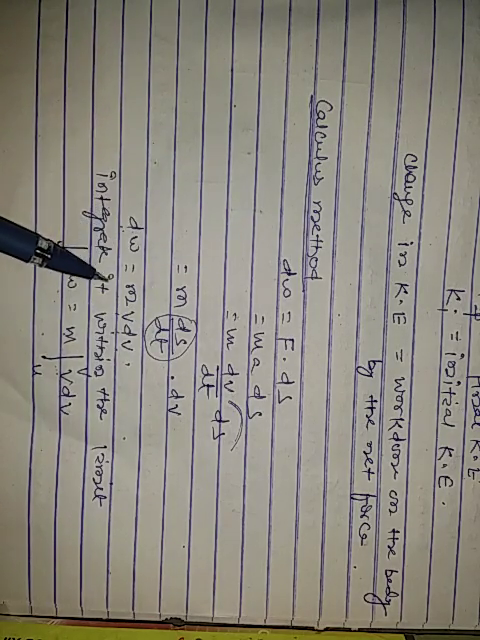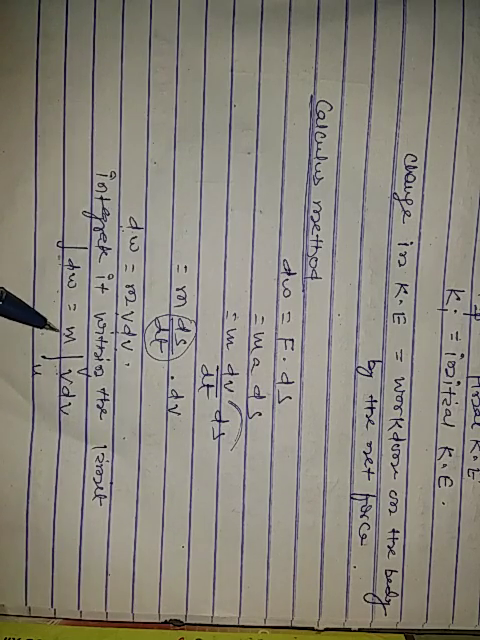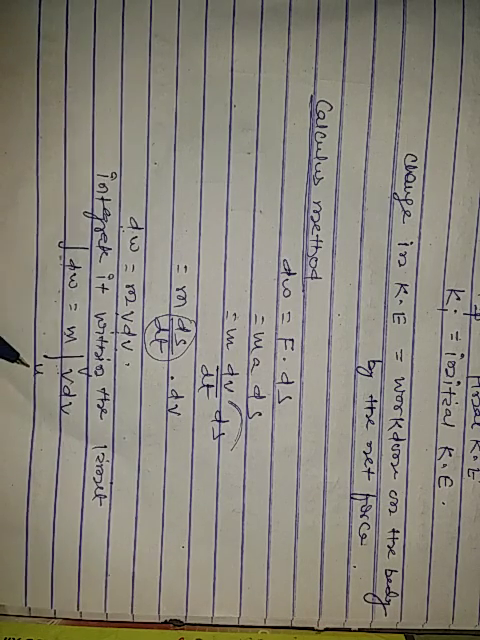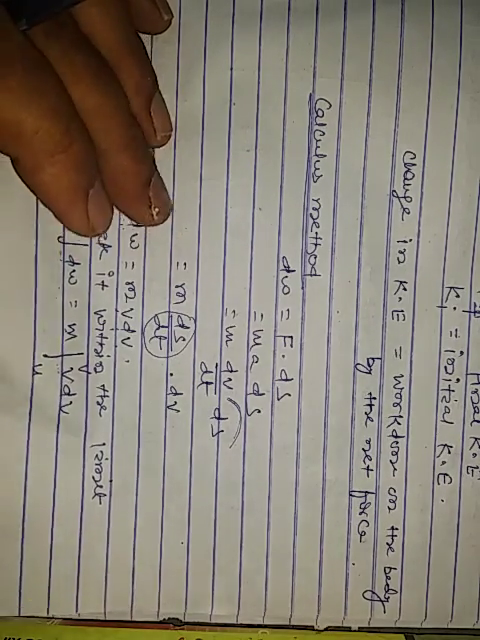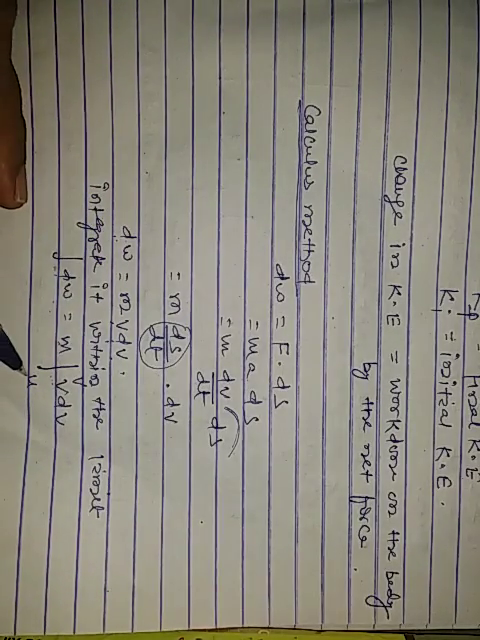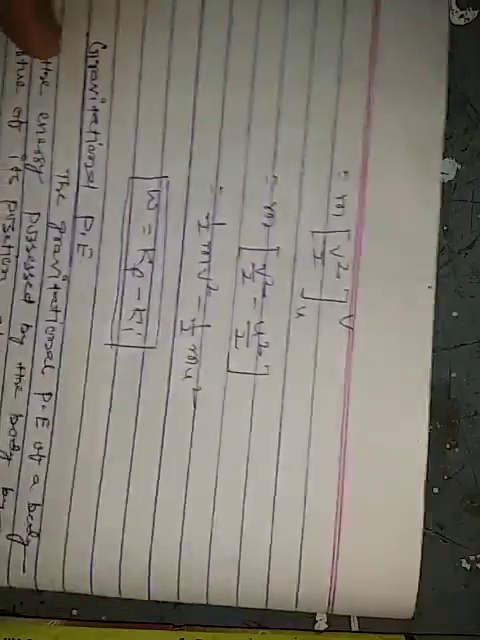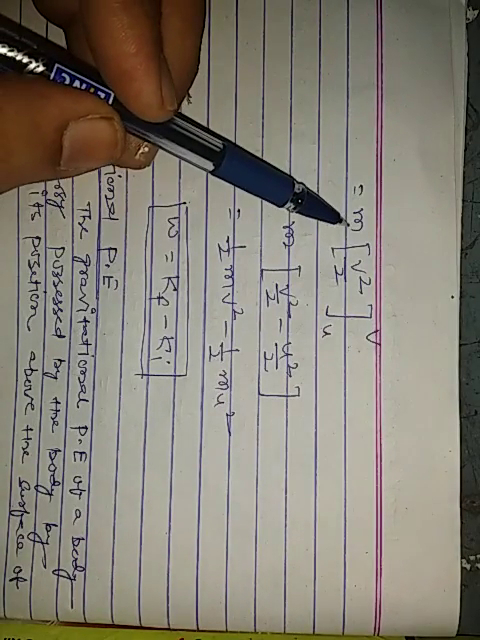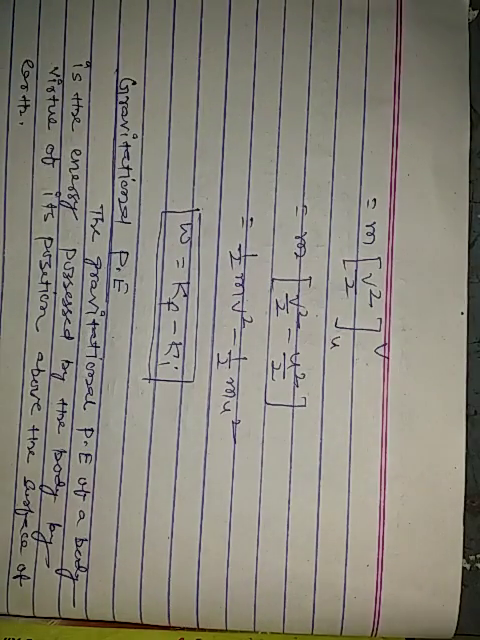So dW is equal to mv dv. Integrate it within the limit, so dW and m, the v dv, we integrate the velocity, so the limit is initial velocity u to final velocity v. As we know that the integration of v is v square by 2, so m v square by 2, the lower limit is u and the upper limit is v.